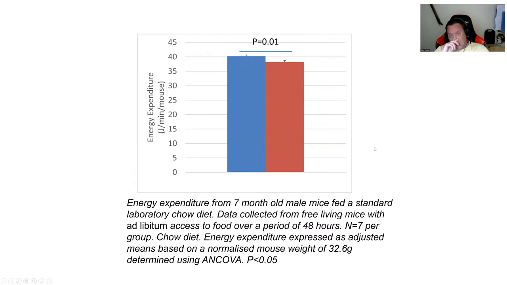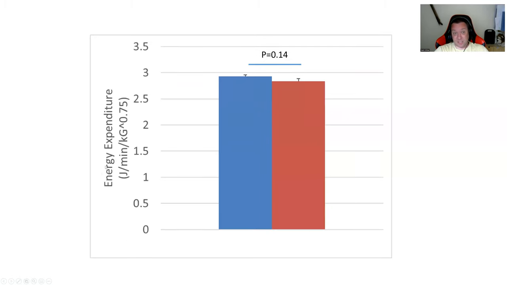So what we end up with then is this result, which is energy expenditure. Again, the same concept from 7-month-old mice, et cetera, et cetera. And n equals 7, 32.6 grams. So we have a significant difference in metabolic rate here, as well as our initial difference in energy expenditure. And just of note, if we actually do reanalyze this energy expenditure, joules per minute to kg to 0.75, you will see it is not significantly different. So that's all good so far.